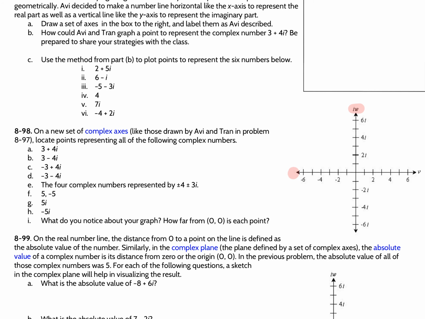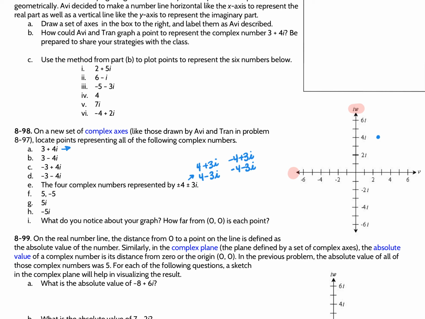and our real number component is the x-axis. And we can pretty easily graph those points by just looking for the intersection of the two parts. So 3 plus 4i would be right 3, 1, 2, 3, and then up to 4i. If you graph that point, you get this right here. Now what I want you to do is graph the remainder of these points that you see here. The four complex numbers represented by that would be 4 plus 3i, 4 minus 3i, negative 4 plus 3i, and negative 4 minus 3i, just to clear that up.